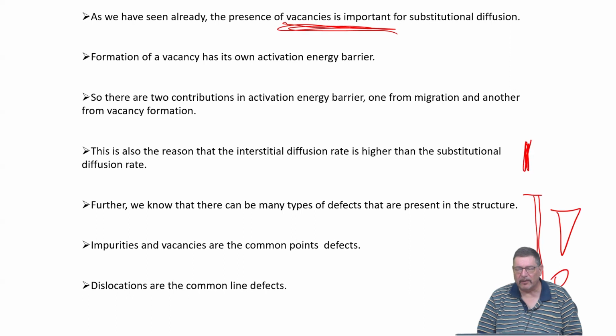In reality, we have no single crystals, and even single crystals have some defects. And we have to worry about them because, as I said again, we do a macroscopic measurement. So when we measure diffusion flux, it comes from all kinds of sources, whether diffusion is occurring in the volume, but it also could occur in a grain boundary or along a dislocation core, and this needs to be taken into account.